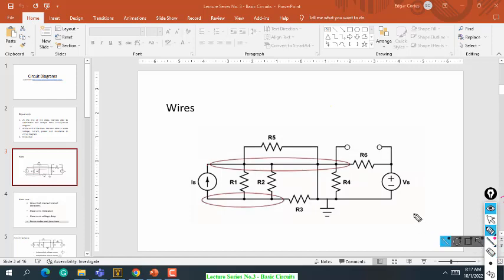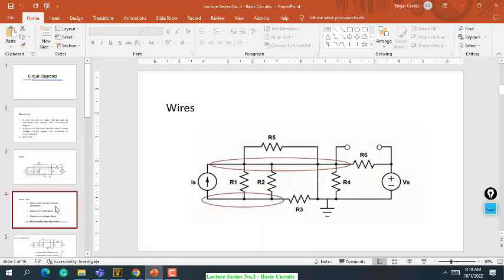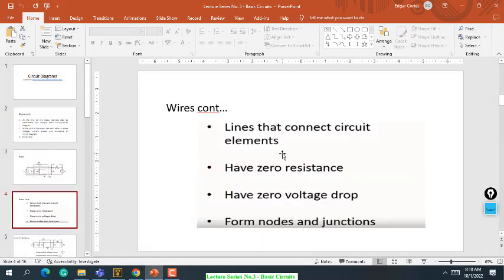So for example here, this one, kani mo ni atong mga wire, no? So kani and kani, okay? These are wires, no? So unsa maning wires? So basically, wires are lines that connect circuit elements.